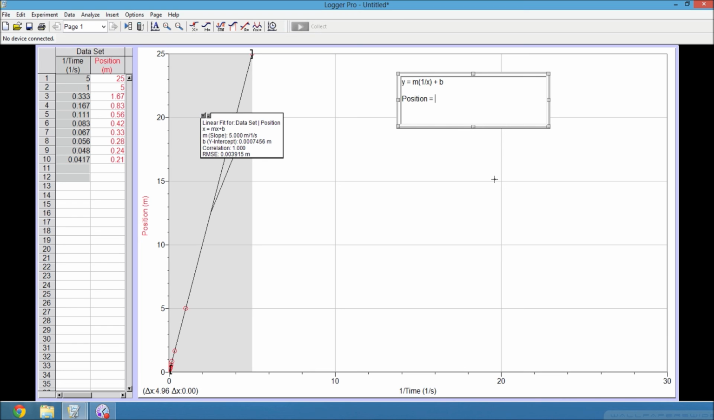So position is equal to 5 meters over 1 over seconds. I'm stealing that unit from right there. I can do that because I set these to be correct. Times time, and whoops, that's not true. 1 over time, and that's in units of 1 over seconds, plus b. It looks like our b value is again basically 0 meters.